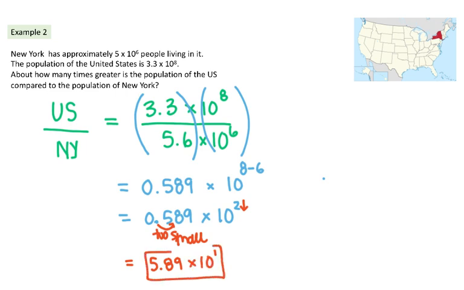Now, if you wanted to put that in standard notation, 5.89 times 10 to the power 1, we just move the decimal place to the right 1, 58.9 times bigger. If I were, I would say it's about 59 times bigger.